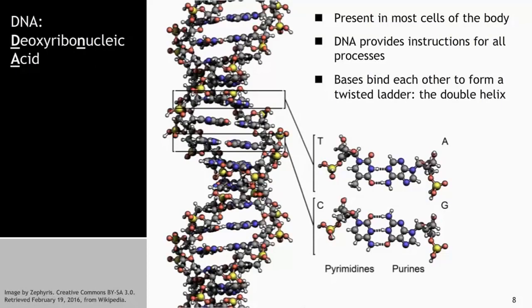What is DNA? DNA stands for deoxyribonucleic acid, and it's present in the nucleus of most cells of the body. DNA provides instructions for all processes of the body and is made up of bases that bind to each other to form a twisted ladder, which is known as the double helix. What you can see in the cartoon on your left is an ideogram of what this twisted ladder looks like. Thymidine, the T, is binding to adenine, A, and the C, cytosine, is binding to guanine, G. And again, these four bases represent the bases that make up DNA.